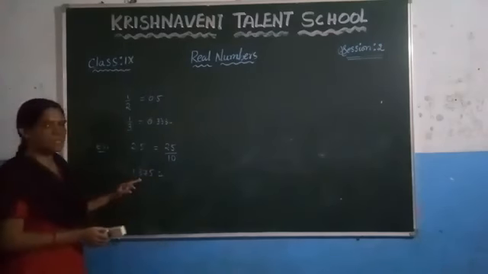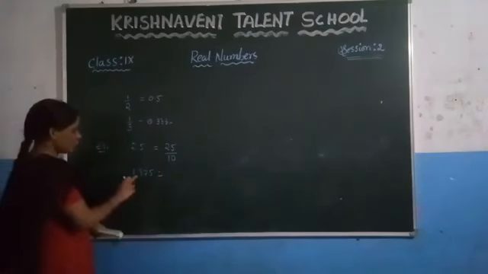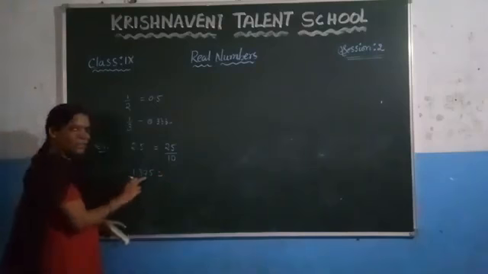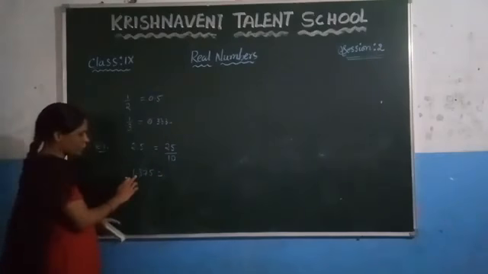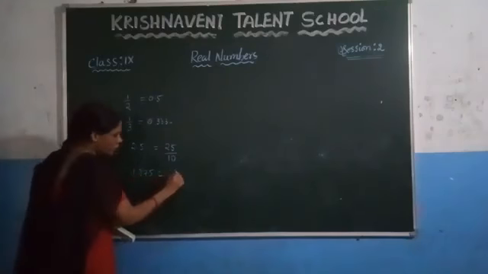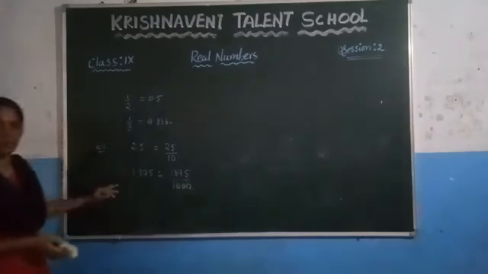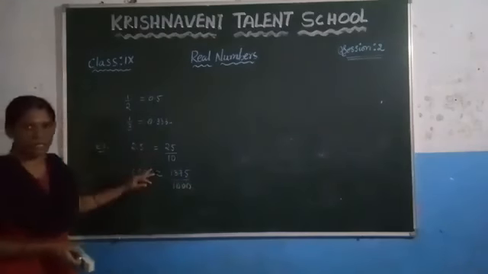If you want to represent this decimal in the form of a fraction, how do you write it? You have to check how many numbers are there after the decimal point. Count how many numbers are there after the decimal point: 1, 2, 3. So here in the denominator you have to write 3 zeros. Like this you have to represent a terminating decimal.